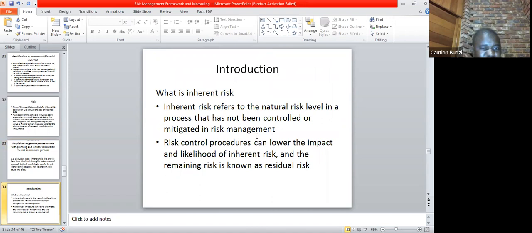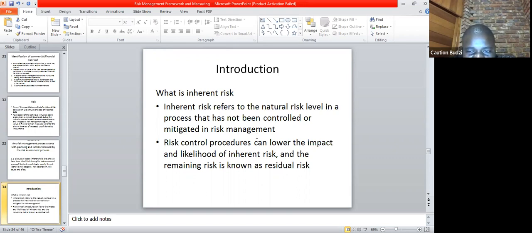So for us to answer this question, we need to have an appreciation of what is inherent risk, because we are required to identify and discuss the 5 different inherent risks within the case study. So we will start by defining the inherent risk.